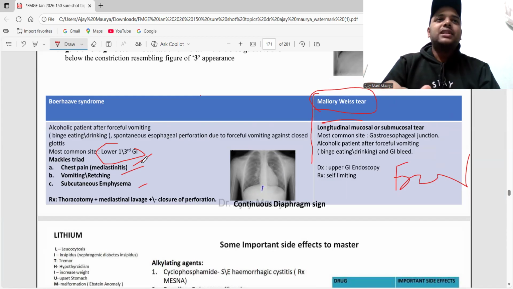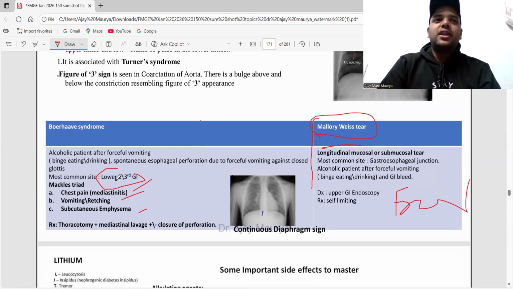Remember, Meckel's triad is seen in Boerhaave syndrome. In the Mallory-Weiss tear, there is no Meckel's triad, only the smaller findings. It is self-limiting. No need to do any interventions.